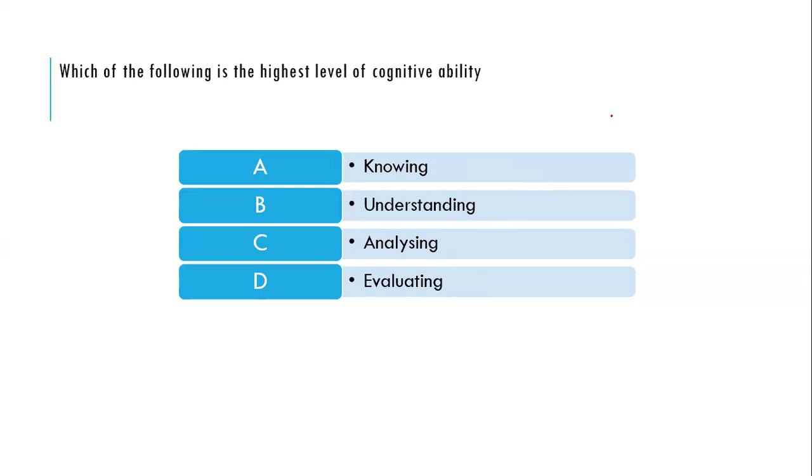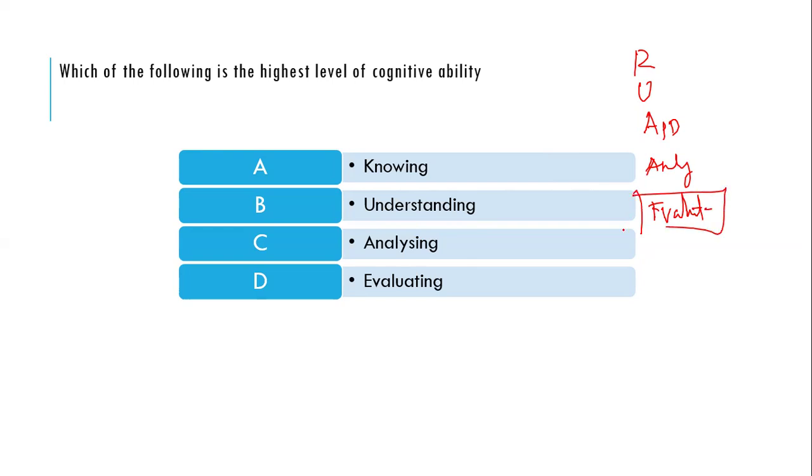We have the levels in Bloom's taxonomy: remembering, understanding, applying, then analyzing, then evaluate.